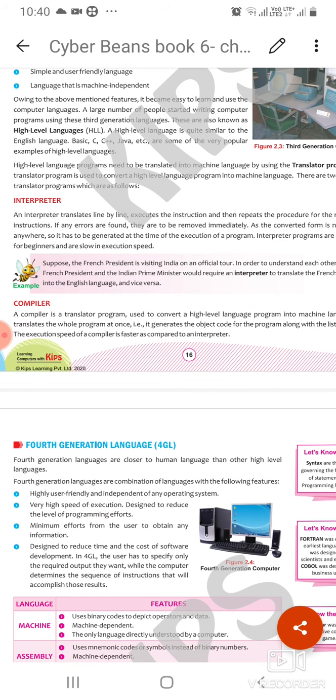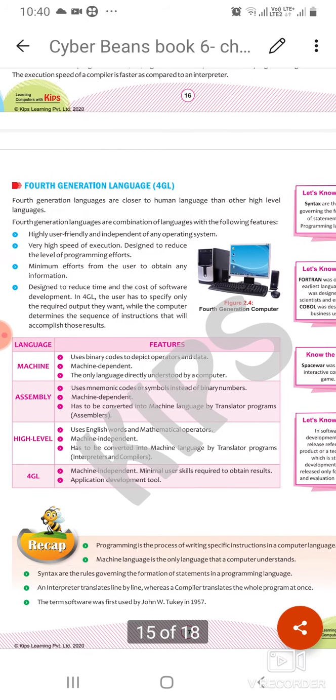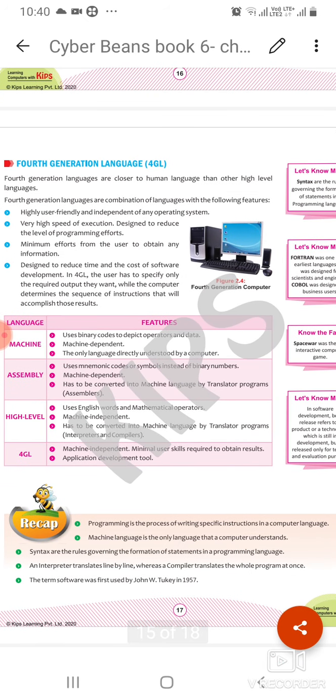Now let us discuss what the fourth generation language is. Fourth generation languages tend to be graphical user interface based, or fourth generation languages are computer languages designed to increase programming efficiency by automating the creation of computer programming code. These fourth generation languages are much closer to human language than other high level languages. The fourth generation language has some specific points.